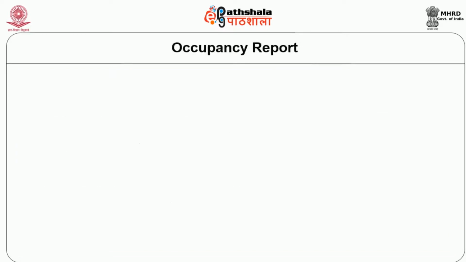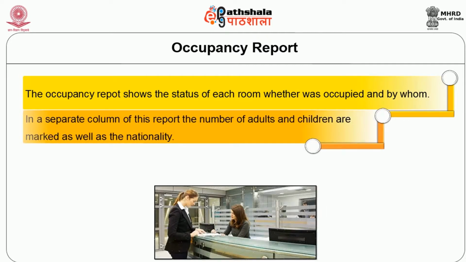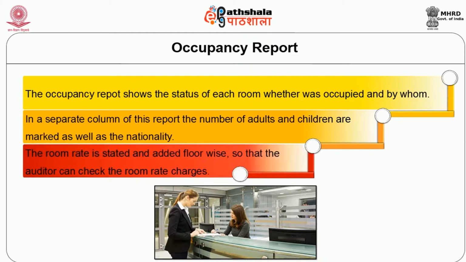The next is the occupancy report. As the name suggests, the occupancy report shows the status of each room, whether it was occupied, and by whom. In a separate column of this report, the number of adults and children are marked, as well as the nationality to which they belong. The room rate is stated and added floor wise so that the auditor can check the room rate charges.